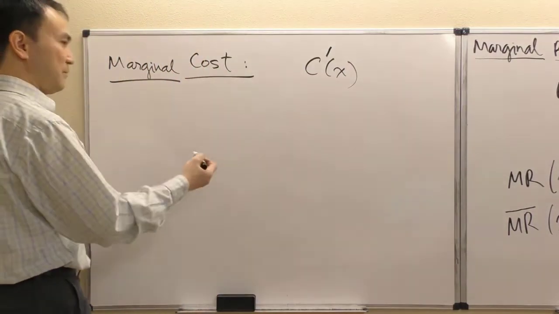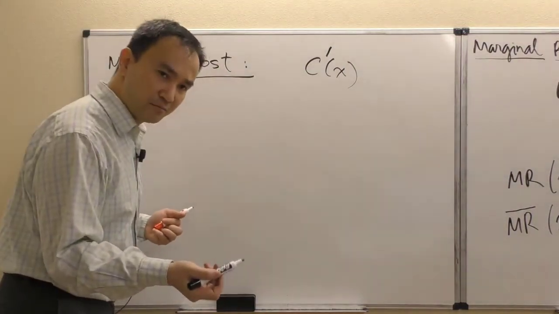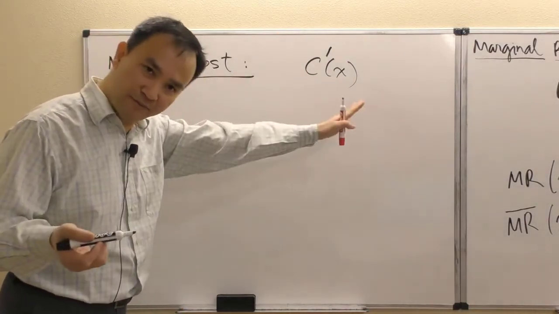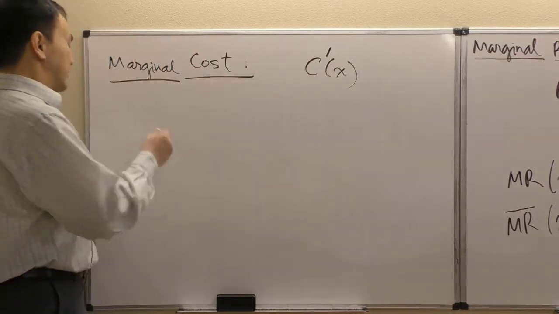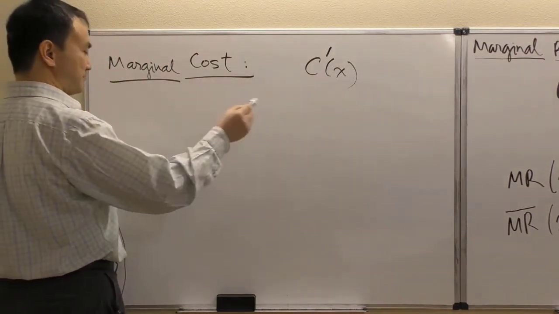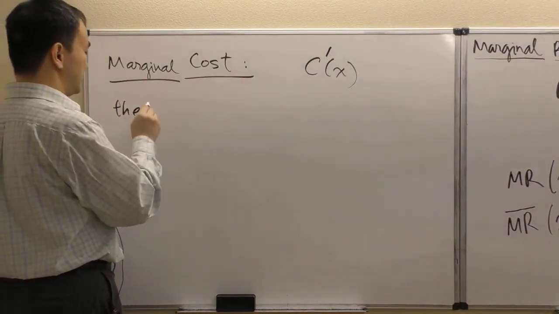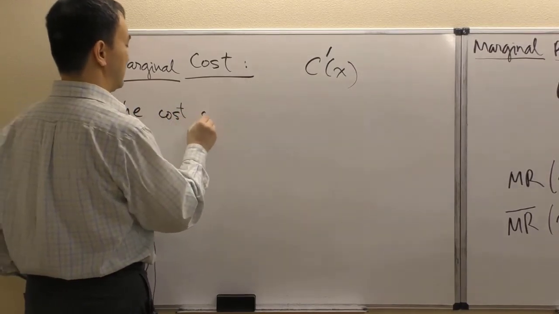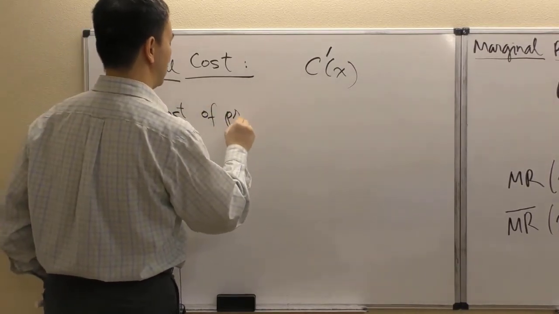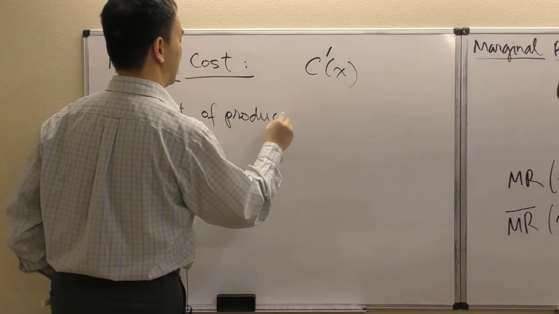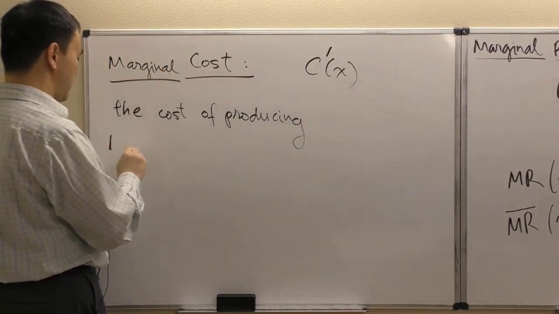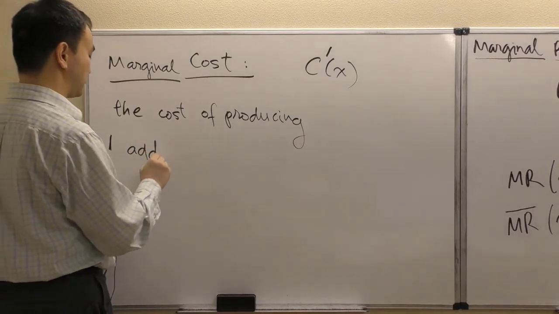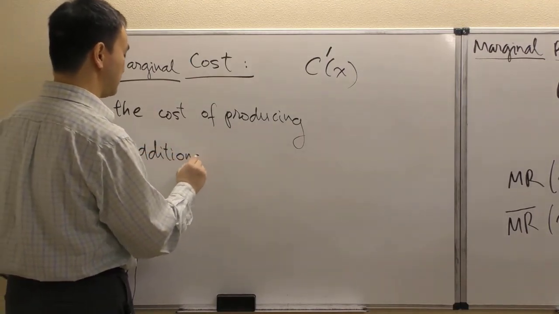But now let me give a formal definition of what marginal cost is, because I did give the formal definition for marginal revenue. So marginal cost is the cost of producing one additional item.